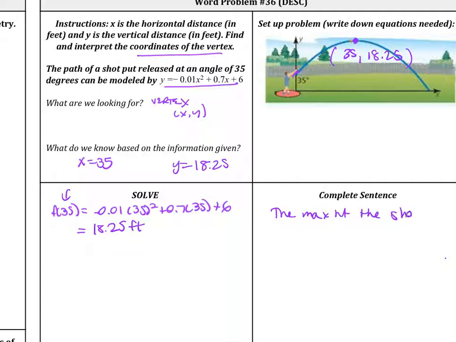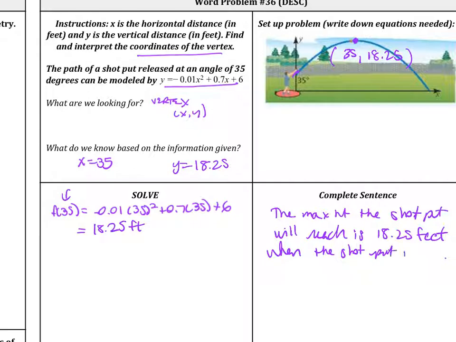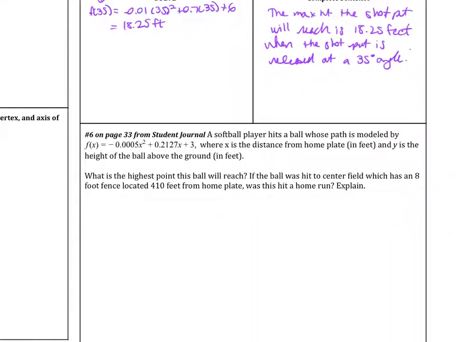the shot put will reach is 18.25 feet when the shot put is released at a 35-degree angle. Okay? So it's a different problem, but that works.